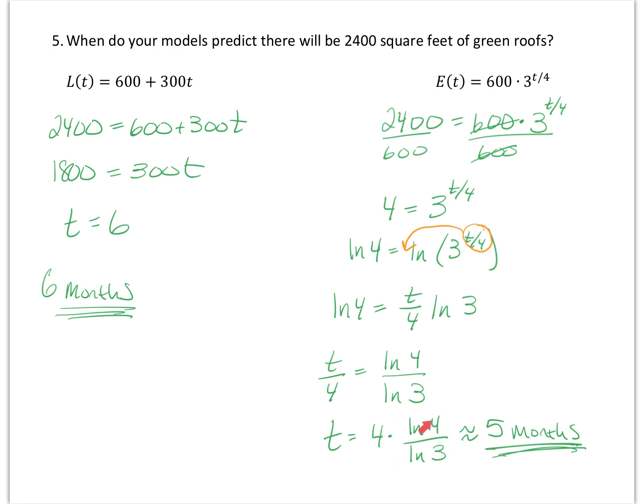This answer, 4 ln 4 over ln 3, is called an exact value. This answer is called an approximate value. So just pay attention to how your homework or a test question wants the answer. It will specify give an exact value, which means leave the ln's in the answer, or give an approximate value, which means put it in a calculator and get an approximate value.